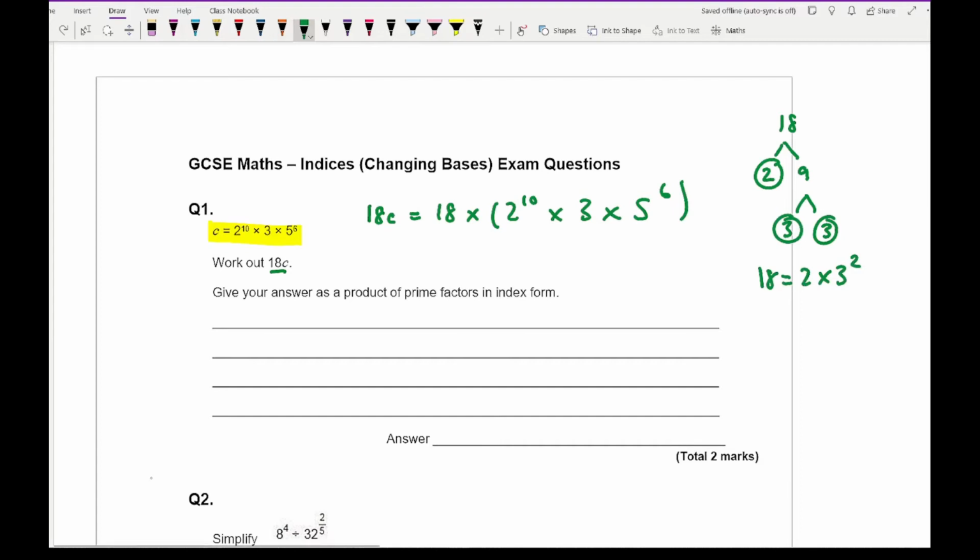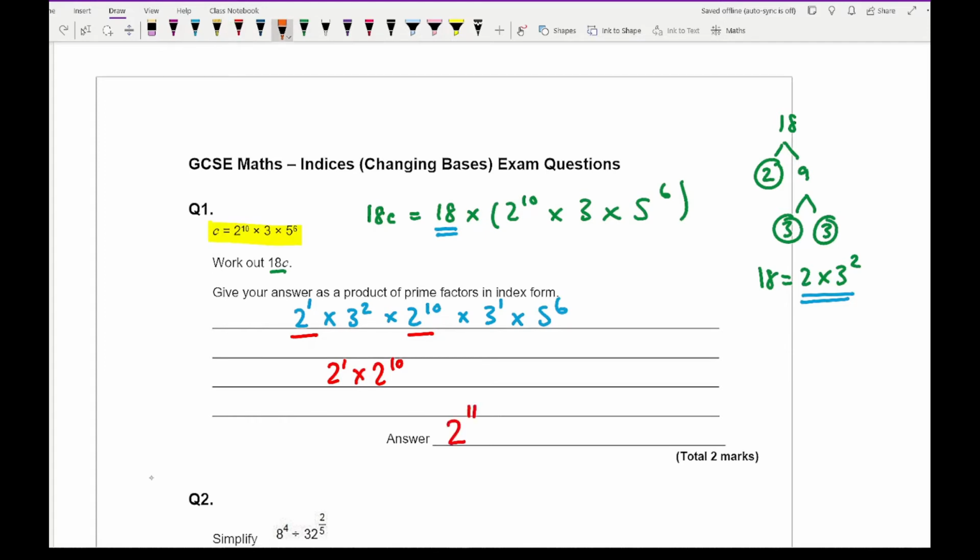So what I'm going to do in this particular question is swap 18 for 2 times 3 squared. So what that then becomes is 2 times 3 squared times 2 to the power of 10 multiplied by 3 times 5 to the power of 6. Now with these numbers that don't have powers, I'm just going to simply write a 1 there just to make the use of the rules of indices that little bit easier. So from this, looking at the 2's, I'm going to be collecting like terms. So when I'm multiplying, now if you want to rewrite it, that's absolutely fine, but again, not really essential. So here, 2 to the power of 1 times 2 to the power of 10 is going to be 2 to the power of 11.